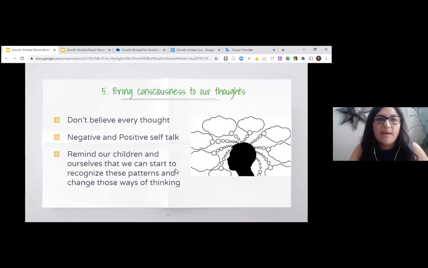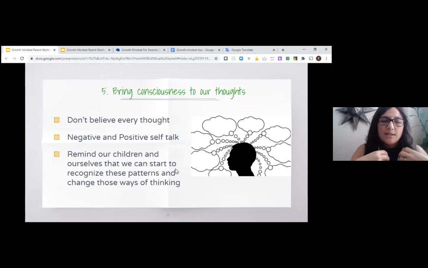And the fifth is bringing consciousness to our thoughts. Now, this is easier said than done. It's really challenging to be conscious of our thoughts, but it's so important. Every day we have thoughts, good thoughts, negative thoughts, positive thoughts, that are happening in our brain. And sometimes we're aware of it, and other times we're not. The majority of the time we're not, because there's just thoughts after thoughts after thoughts.